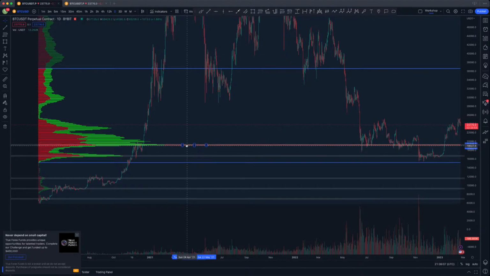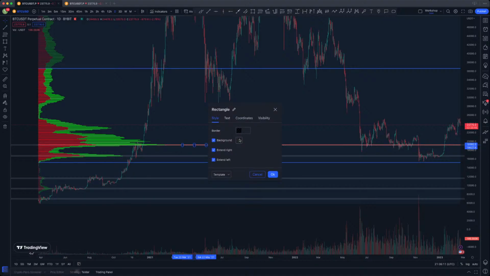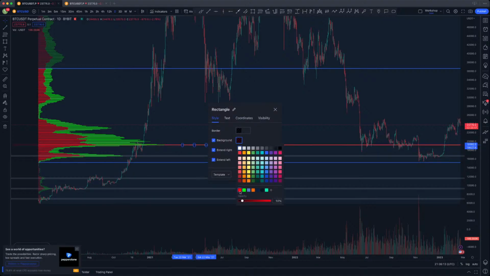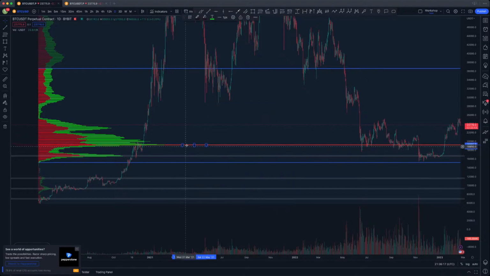Now, this is the point of control. So here's what I'll do with this one. I'm going to change the color of this one to red, because I want this to stand out like a sore thumb. Now, key thing here, you'll notice there's nothing on this blue line here, and you might have wondered, what are the blue lines?